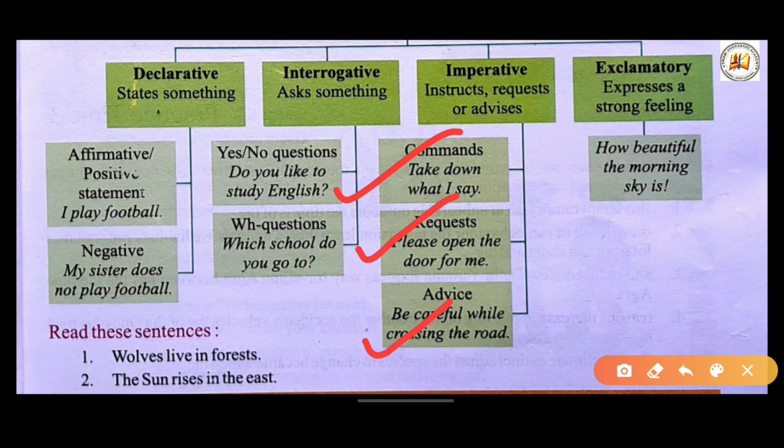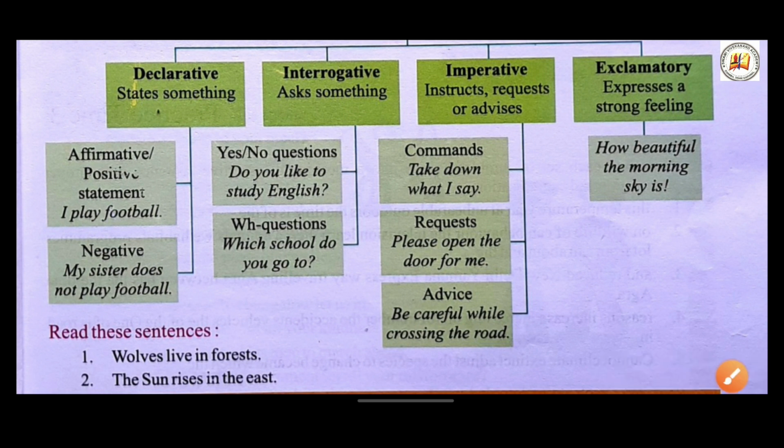In an exclamatory sentence, whenever we are expressing our sudden and strong feelings, we can say that it is called an exclamatory sentence. For example, how beautiful the morning sky is. It is our sudden and strong feeling, so we are exclaiming it, and that is called an exclamatory sentence.